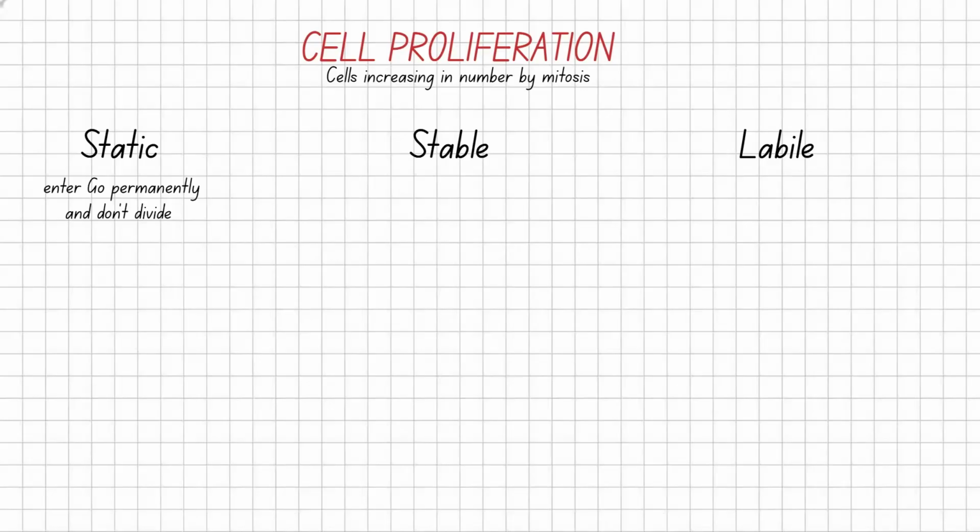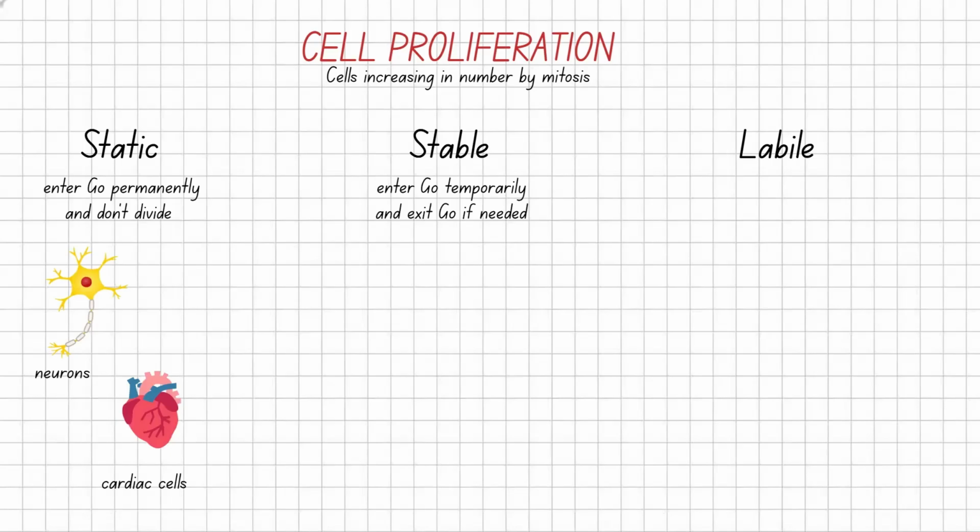Okay, so cell proliferation is just a fancy term saying the cells are increasing in number by mitosis. For example, when cells are increasing in number, we call it cell proliferation. Cell proliferation is of three types: static, stable, and labile. Static proliferation is where cells enter G0 phase permanently and do not divide for their entire life. As I mentioned earlier, these are neurons and cardiac cells of the heart.